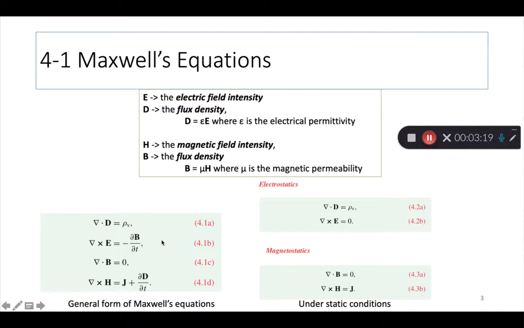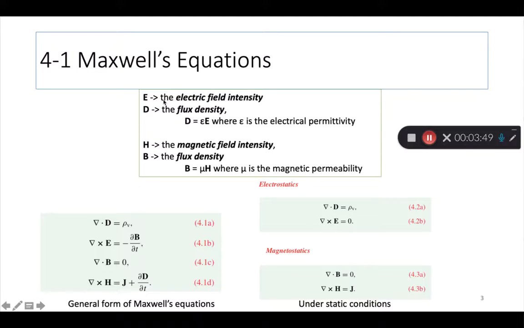Also, Maxwell's equations get modified. In particular, this second curl equation becomes 0, and this third equation, the gradient equation, also becomes 0. So under static conditions, these are the Maxwell's equations, and we'll look more deeply into this. This slide is just a general introduction, so don't get too worried if you don't quite understand these yet.